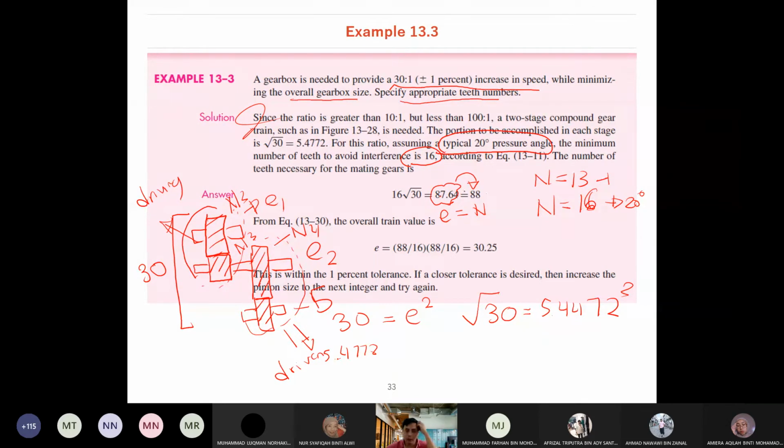Okay, satu lagi isu yang awak nak kena, you have to look is about the percent. Dia ada error. 1% of the tolerance. Kategori ada tolerance lah.